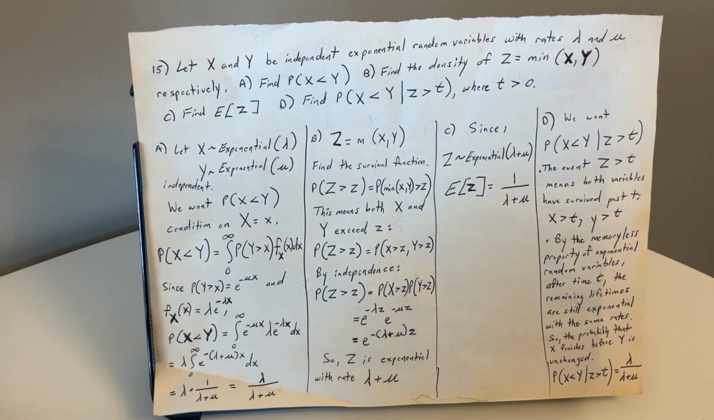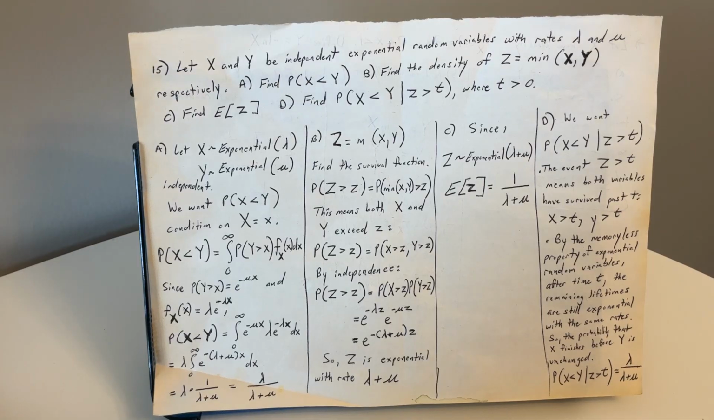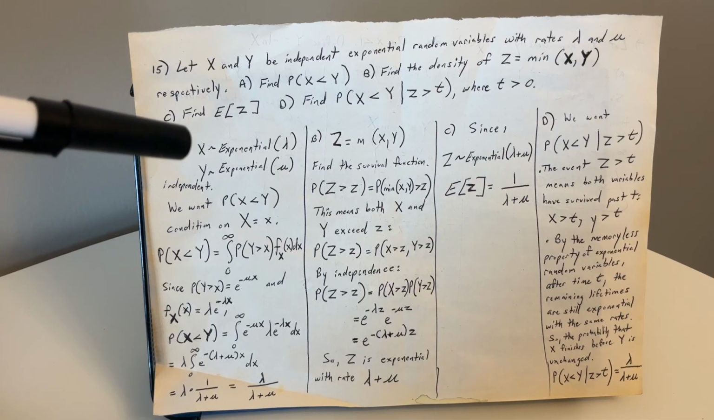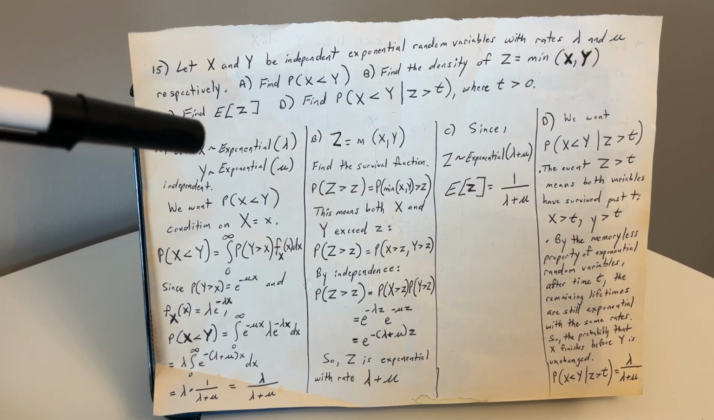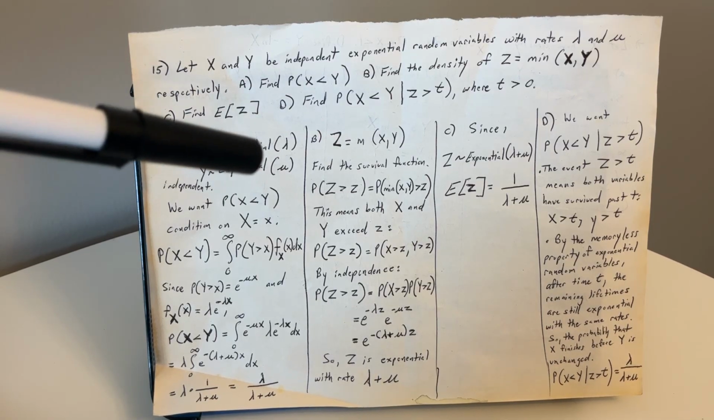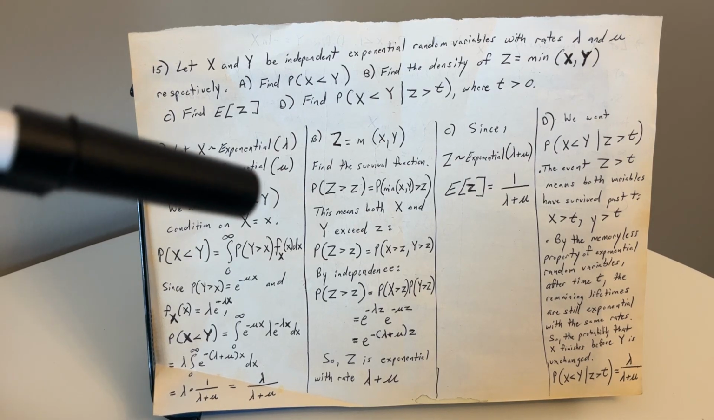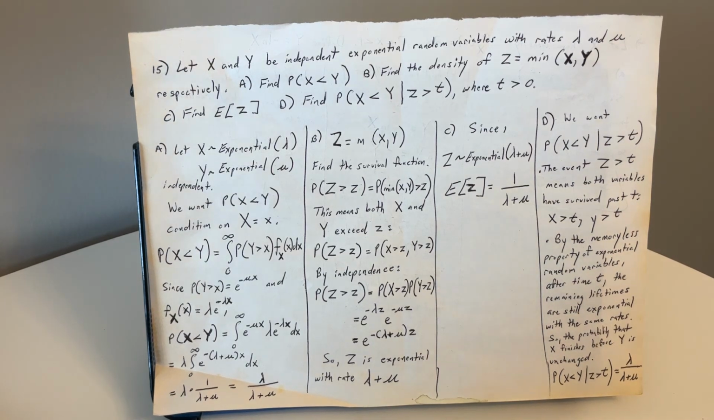So this is like a challenge-type problem. Number 15. Let X and Y be independent exponential random variables with rates lambda and u, respectively. Part A, let's do first, find the probability that X is less than Y. So for part A, let X be distributed as the exponential lambda, and let Y be distributed as the exponential u, independent. We want the probability of X less than Y.